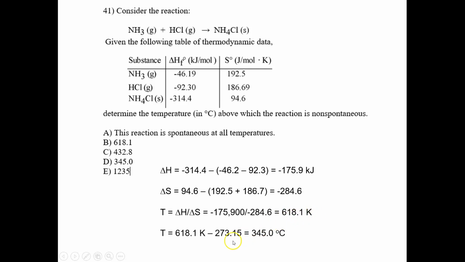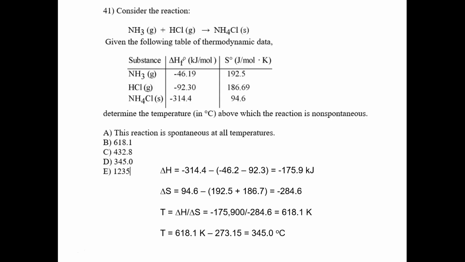618.1 kelvins minus 273.15 for the conversion to Celsius, and rounding to the nearest whole, rounding that answer up correctly gives me 345 degrees Celsius. And so that is D, 345 degrees Celsius is the correct answer.